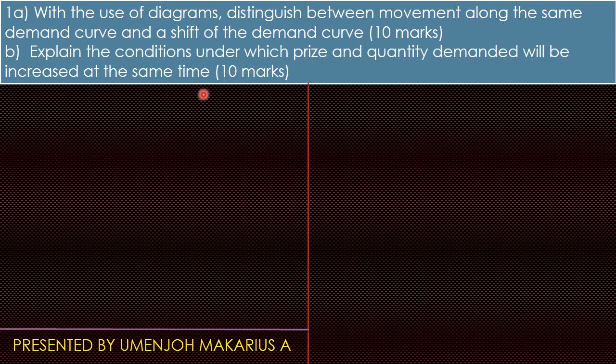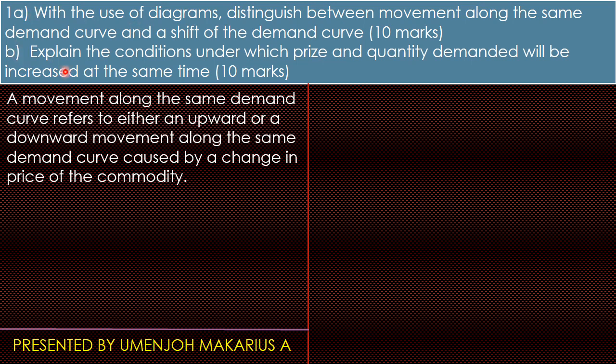Good. So friends, we know that movement along the same demand curve can give rise to both extension in demand and a contraction in demand, right? Good. So guys, let's start. We'll say that a movement along the same demand curve simply refers to either an upward or a downward movement along the same demand curve caused by a change in the price of the commodity.